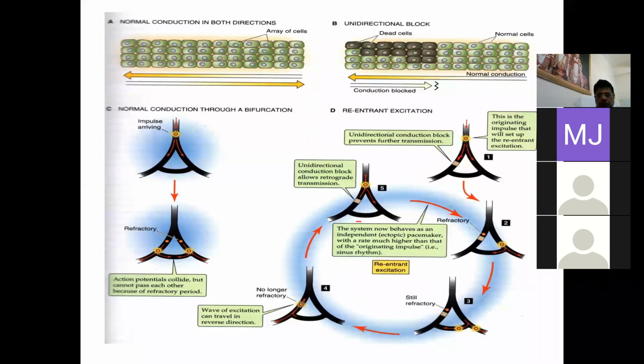Sir, I have a small doubt. Yeah, tell me. In the fifth one, there is a conduction block, but in the fourth diagram, the conduction block is removed. Yeah, because see, in the fifth one he says the normal impulse cannot come down because of the unidirectional block. It cannot come down. It can go in the reverse direction. That is what he means.